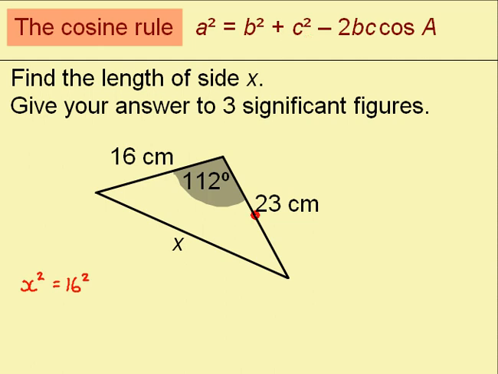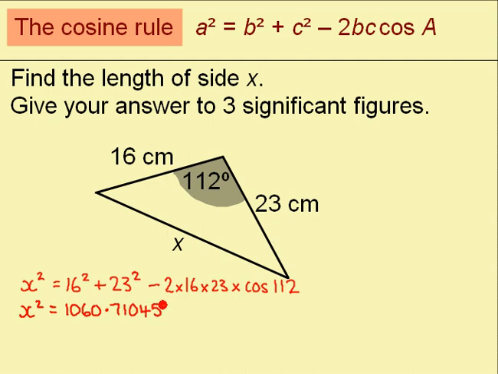Plus the other of the other two sides, so that's this one now. And you'll notice they're both squared. Take away 2 times both of the sides, so that's 16 and 23, times by the cosine of the included angle, that's 112 degrees. I can now type this into my calculator and get that x squared equals 1060.710453.